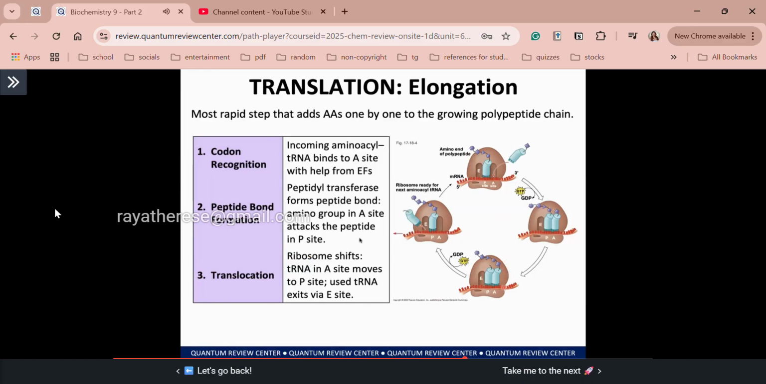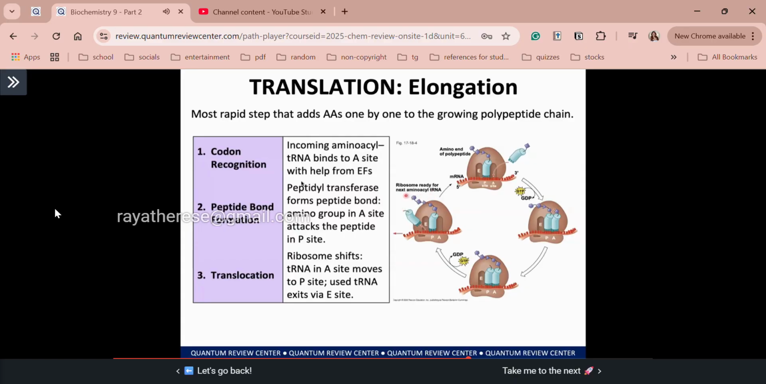Sir, is that the charged tRNA? Yes, as you can see, it currently carries your growing polypeptide chain. Again, it will move to your P site as you can see here, and then your discharged tRNA will exit via your E site. Sir, is the tRNA recyclable? Yes, class. Okay, so it will undergo another series of activation. We add amino acid again on its CCA. And then of course, afterwards, the cycle will just repeat.